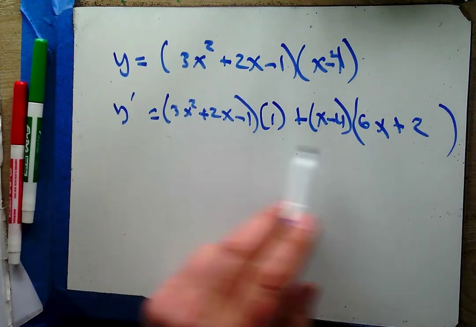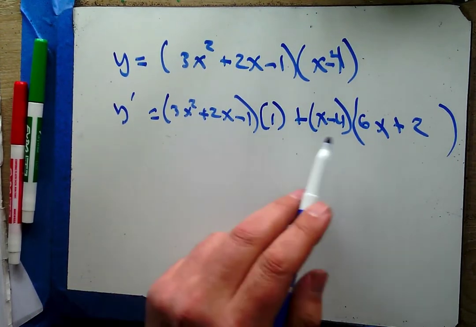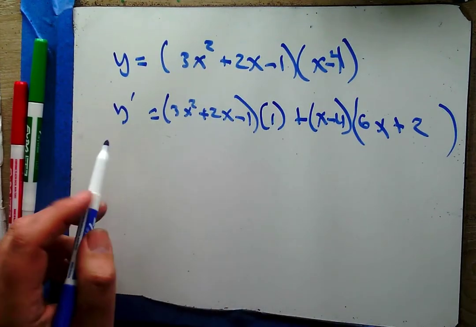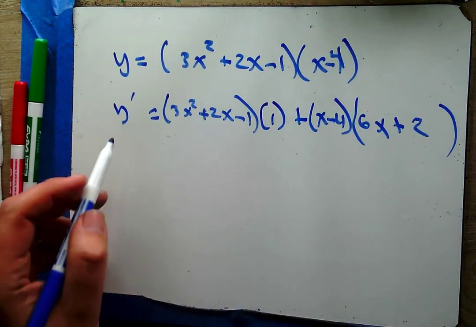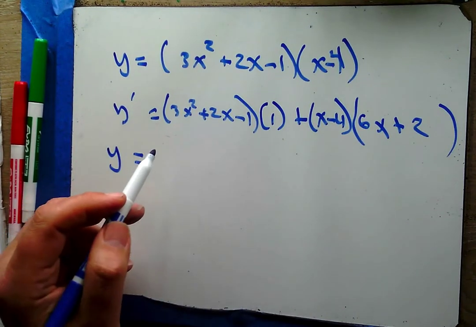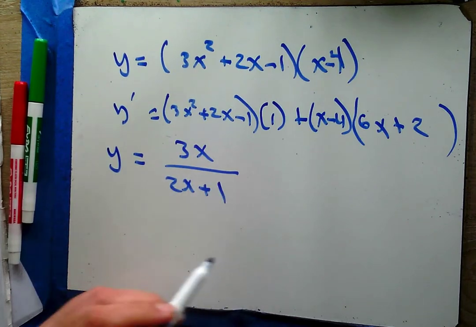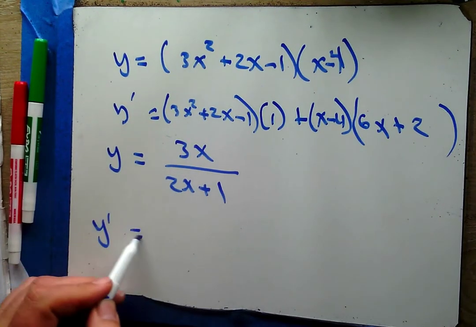I don't see any GCF to factor out. So in chapter 5, I would probably have to FOIL and distribute, combine like terms and then refactor. Hopefully we won't see much of that. What can you do with this one? 3x over 2x plus 1. Please find y prime here.